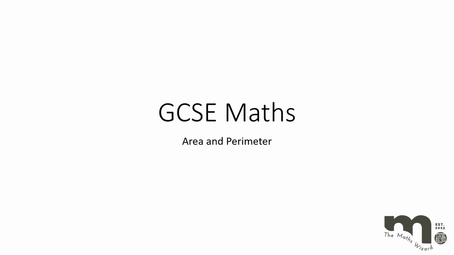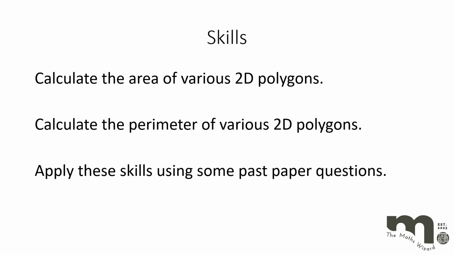Hello and welcome to this video on area and perimeter. So we're going to be focusing on the area and perimeter of various 2D polygons here. A polygon, remember, is any shape with three or more sides that has straight edges. I'll do another video on things like circles and semicircles at a later date, and we'll have a look at a couple of past paper questions relating to this as well.